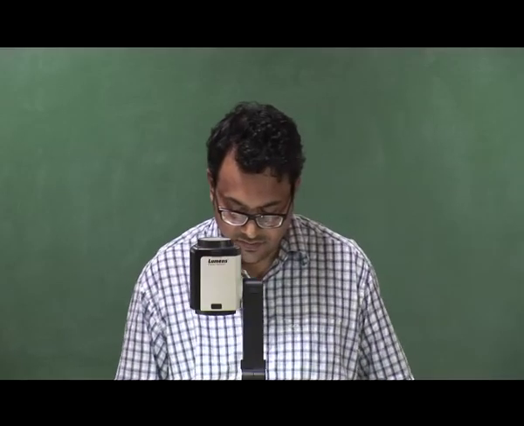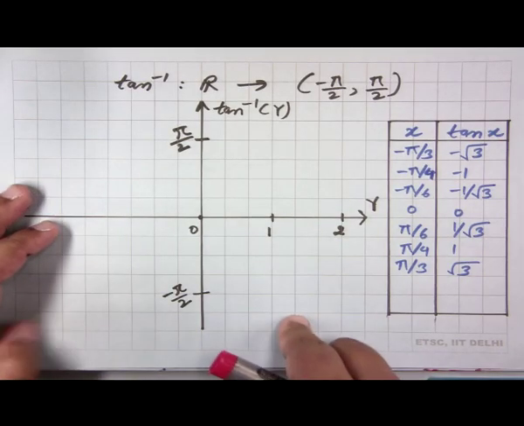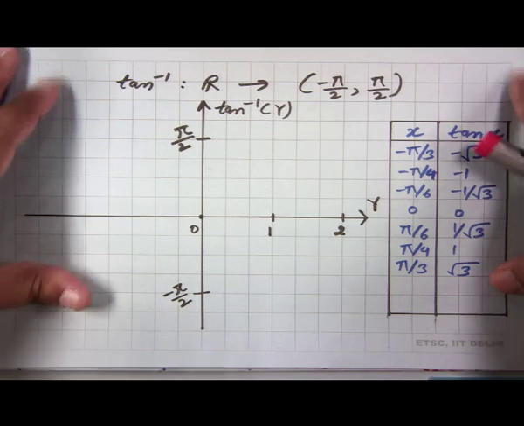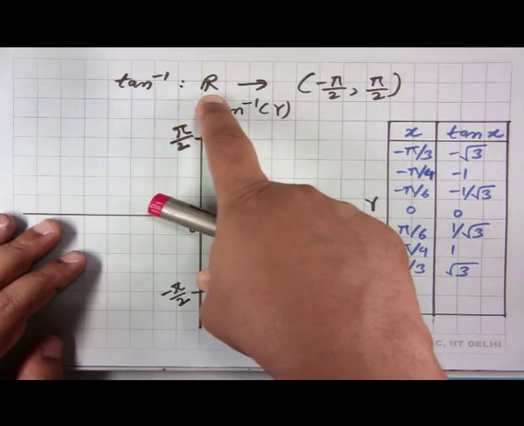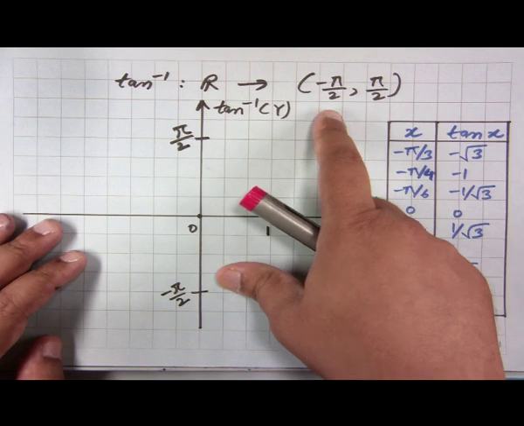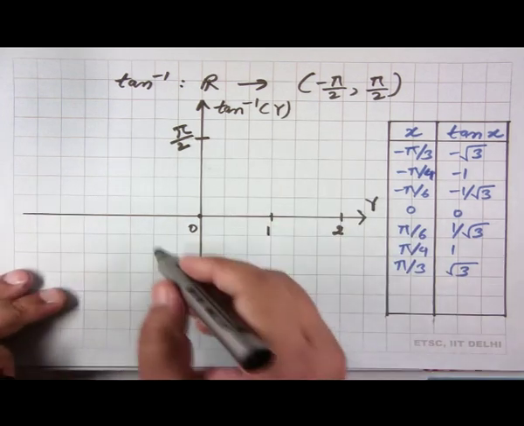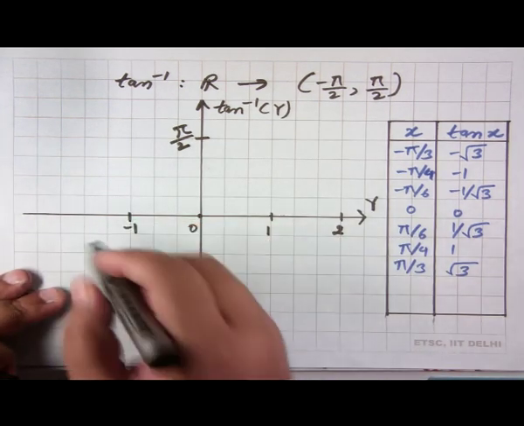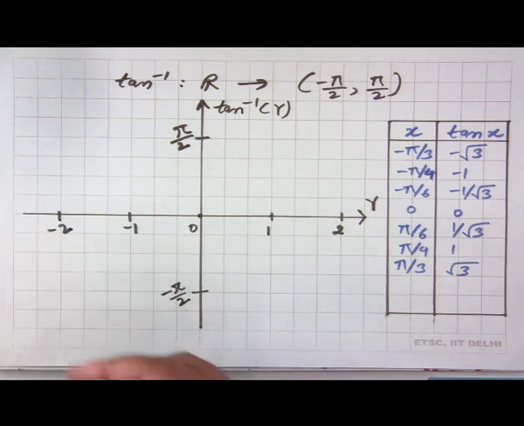So on this slide, again, just like the sine and the cosine function, we plot the graph of the inverse of the tan function. As we can see, the domain of the tan inverse function is the set of all real numbers. The range, of course, is the open interval between minus pi by 2 and plus pi by 2, as shown here. And let us try to plot the graph now.